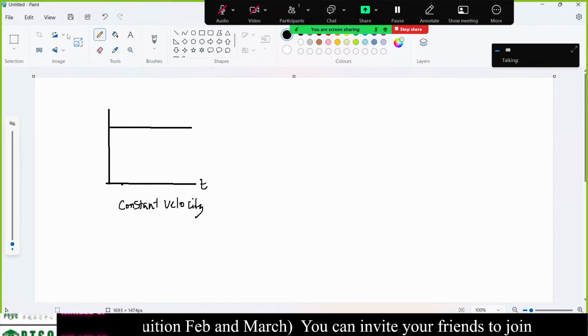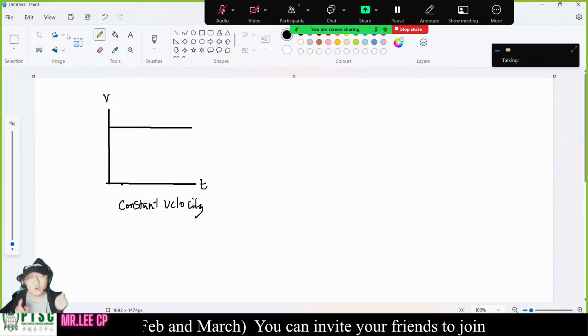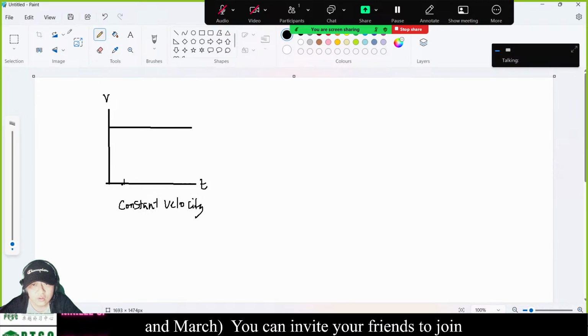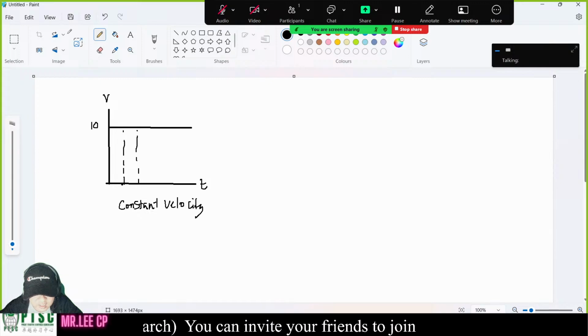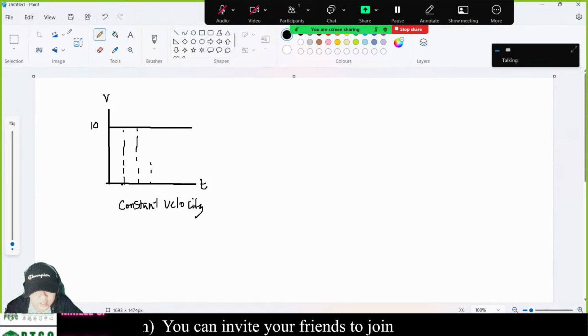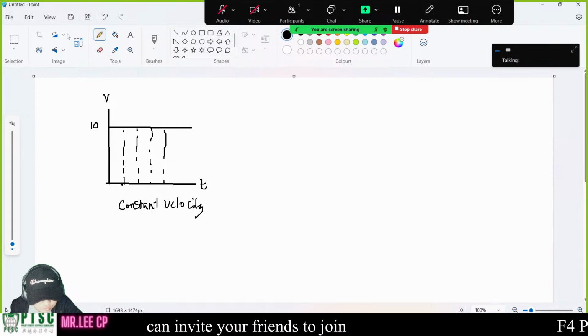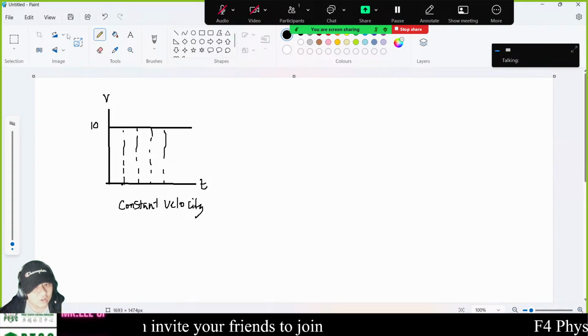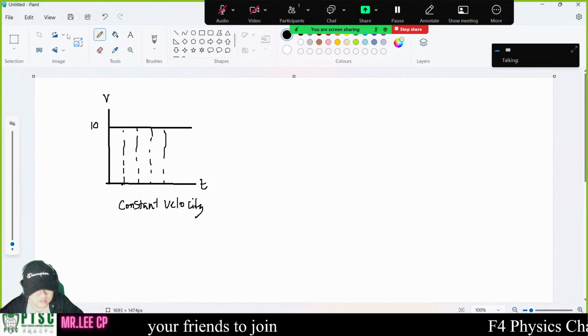This one is T, this one is V, not S anymore, not displacement. Not where are you. First second, how fast do you move? Let's say you move 10. Second second, how fast do you move? You move 10. Third second, you move 10. Fourth second, you keep on moving with 10. So the velocity is constant.